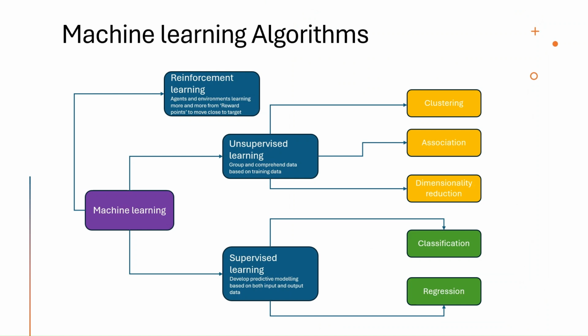So machine learning algorithms could be divided into reinforcement machine learning, unsupervised machine learning, and semi-supervised or supervised machine learning. Unsupervised machine learning could again be divided into clustering, association, and dimensionality reduction, which we will see in our next slides. And supervised machine learning is, however, based on classification and regression.